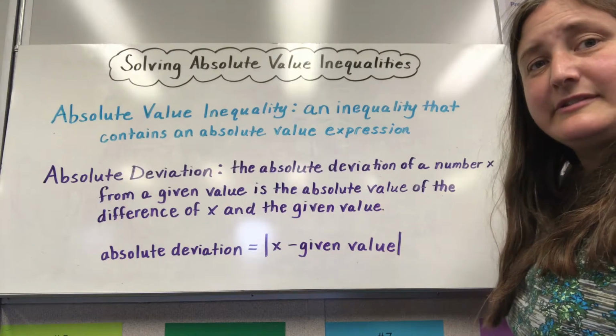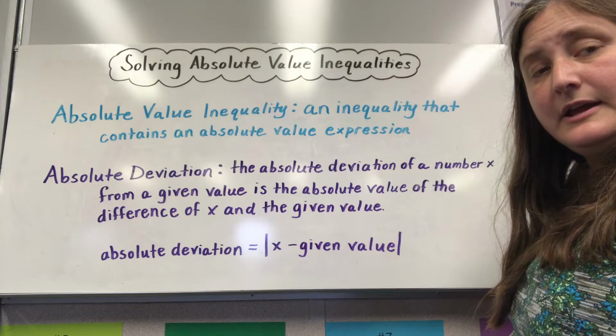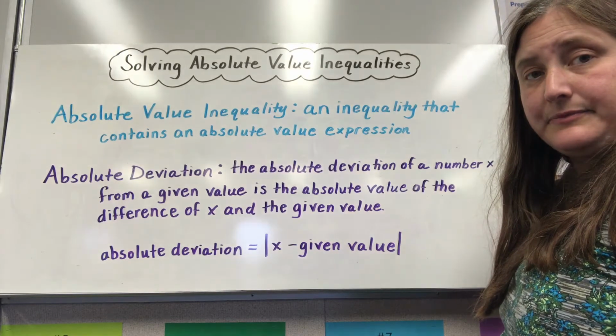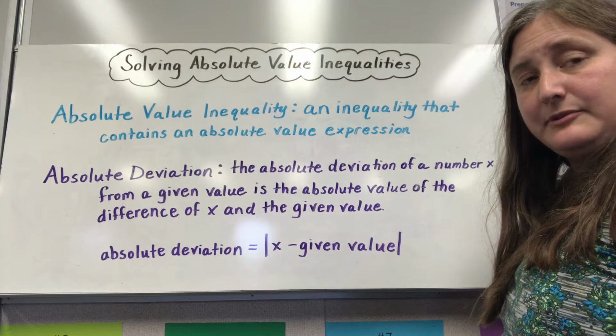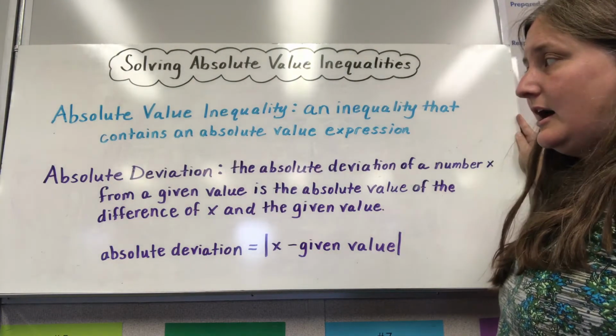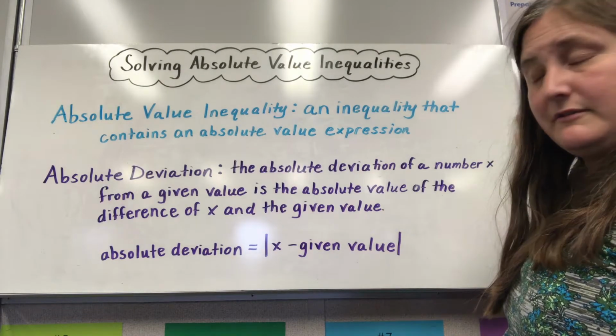Today we're talking about solving absolute value inequalities. An absolute value inequality is just an inequality that has an absolute value expression in it. We're also going to be talking about absolute deviation. Absolute deviation is basically a given amount that you don't mind being above or below a certain value.